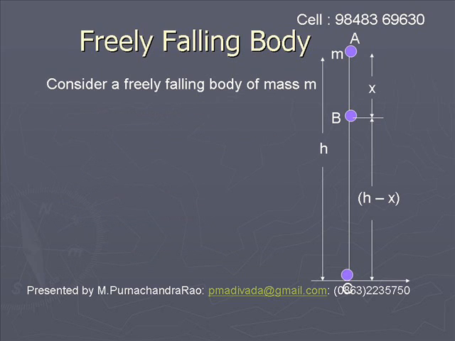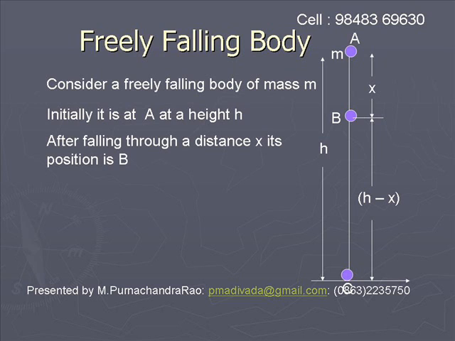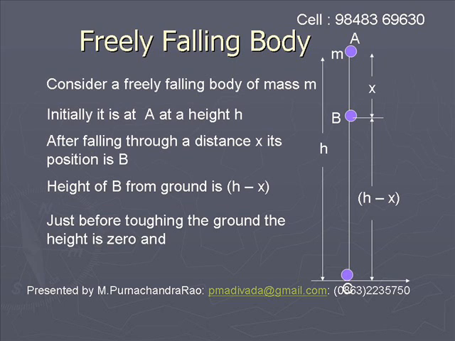So let us consider three positions of a freely falling body. The mass of the body is m. Initially it is at a height h at the position A. After coming down through a distance x, the position is B and its height will be h minus x. When it just touches the ground, just before touching the ground, its height is 0 and that position is C.